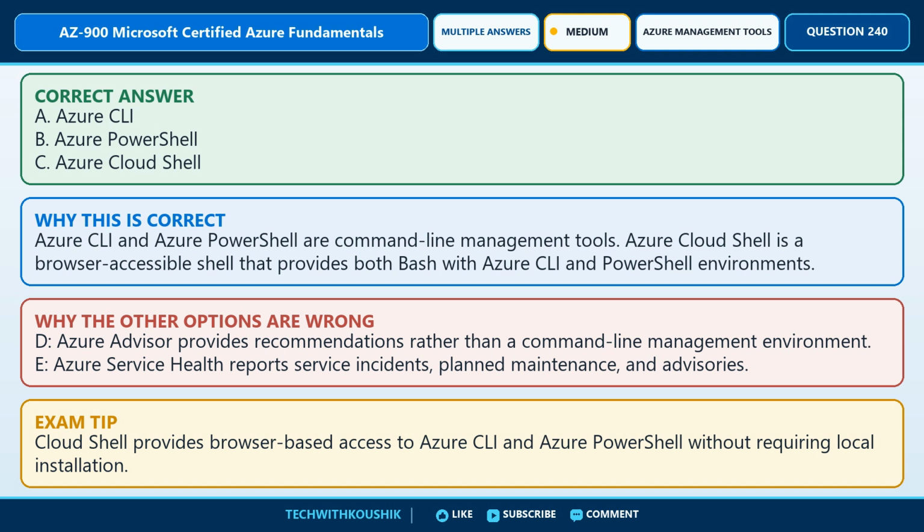The remaining options can be eliminated because D, Azure Advisor provides recommendations rather than a command line management environment. E, Azure Service Health reports service incidents, planned maintenance, and advisories. A helpful shortcut is this. Cloud Shell provides browser-based access to Azure CLI and Azure PowerShell without requiring local installation.